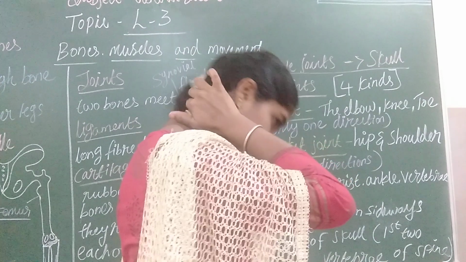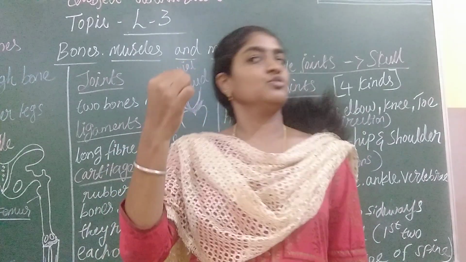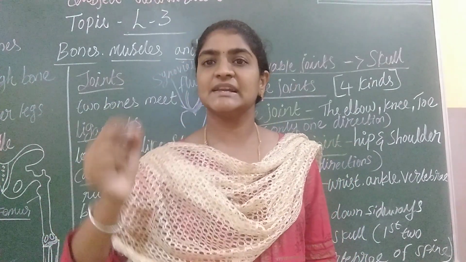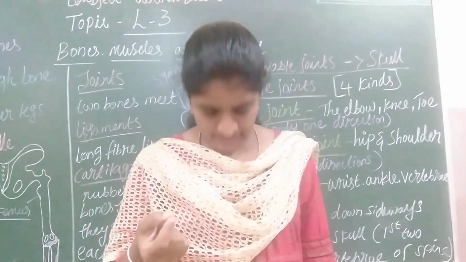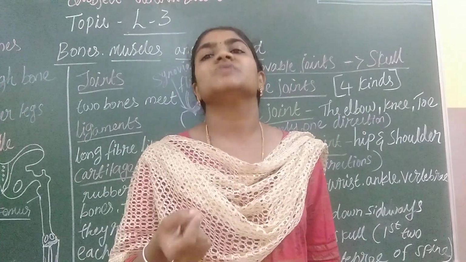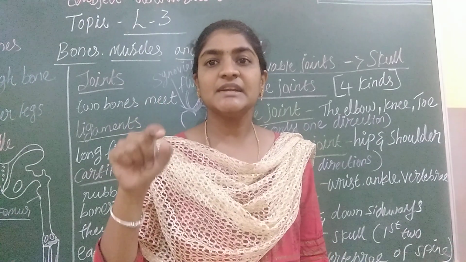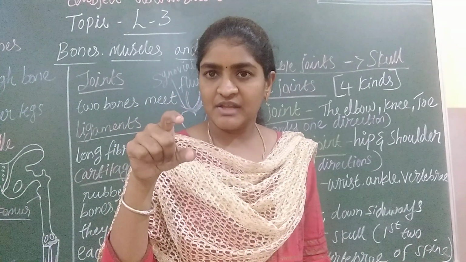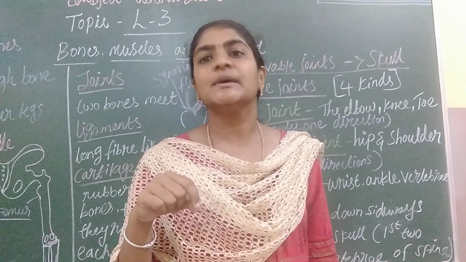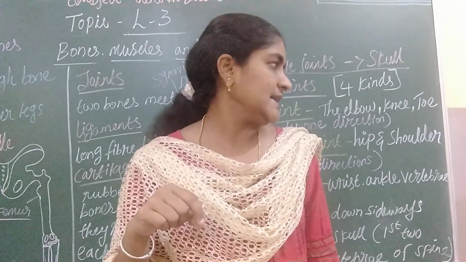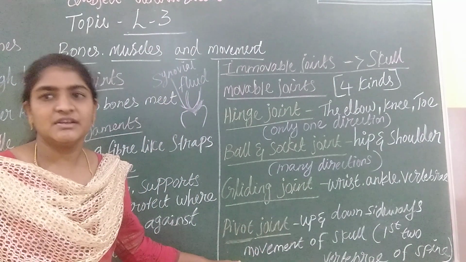We can figure out here that two bones are attached to the skull. After the two bones' attachment, there is a little gap, there is a joint. Using that joint we can nod our head up and down. So that joint is called a pivot joint. It is attached to the skull, after the first two vertebrae. So this joint helps the movement of the head up and down and sideways. This joint is called a pivot joint.